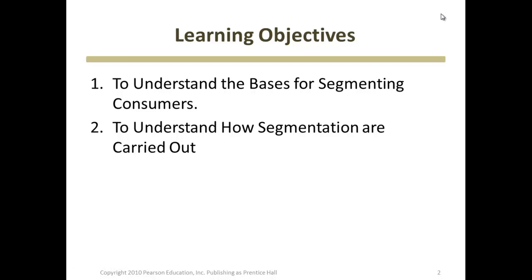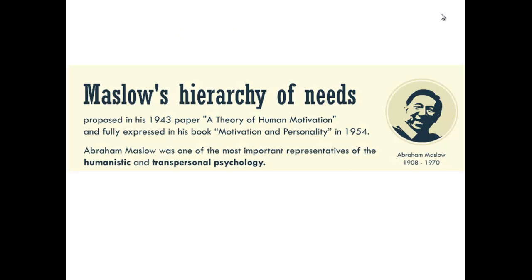The learning objectives for this session: to understand the basis for segmenting consumers, and to understand how segmentations are carried out. Let us first start with Abraham Maslow. He was born in 1908 and died in 1970. He proposed Maslow's hierarchy of needs in his paper in 1943. He was considered one of the most important representatives of humanistic and transpersonal psychology.